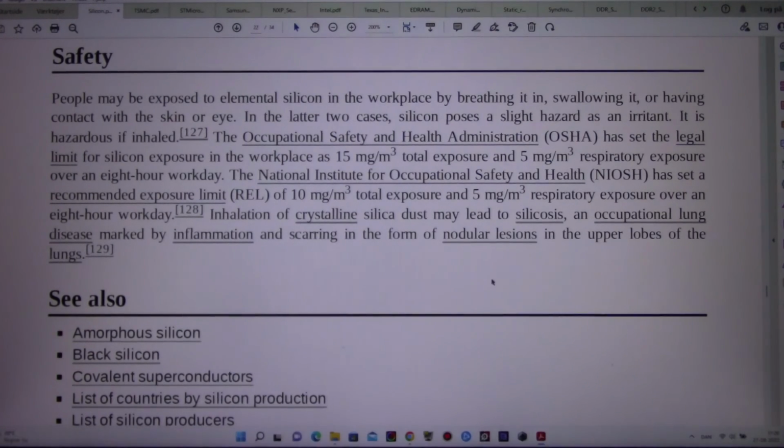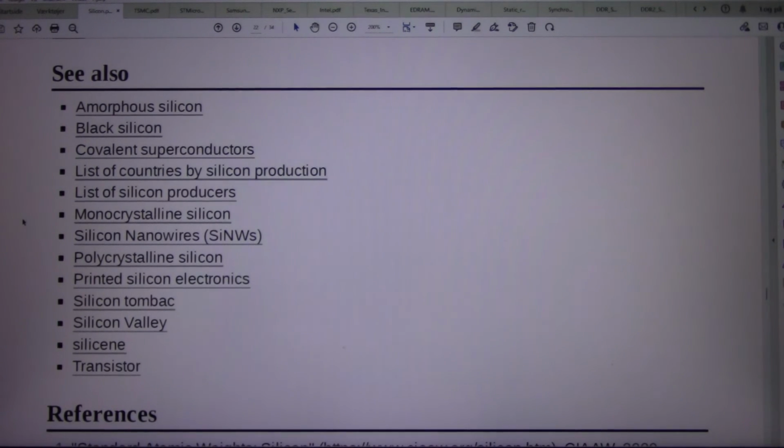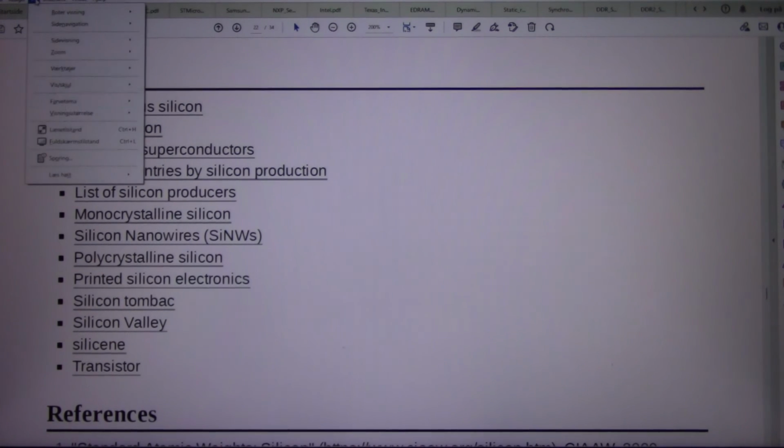See also: amorphous silicon, black silicon, covalent superconductors, list of countries by silicon production, list of silicon producers, monocrystalline silicon, silicon nanowires, SiNs, polycrystalline silicon, printed silicon electronics, silicon tombak, Silicon Valley, silicene, transistor. References: 1. Standard Atomic Weights, Silicon.